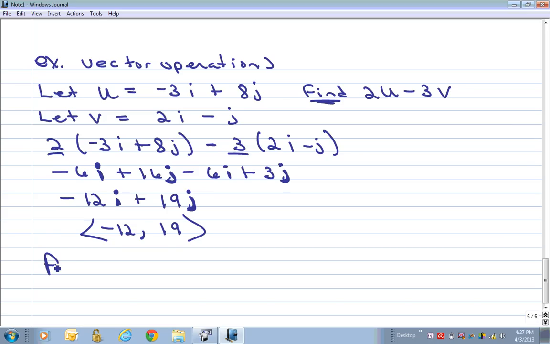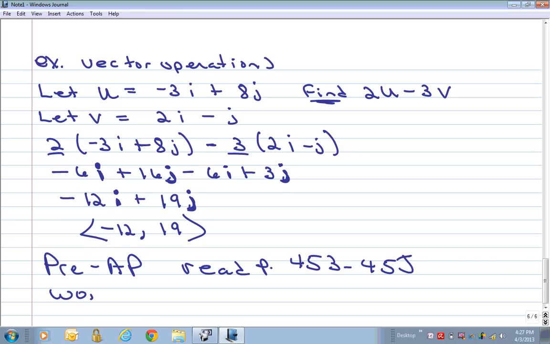If you are pre-AP, if you are not, Bearcats, you can just ignore this second part. I need you to read page 453 to 455. I need you to work through in your notes. I want to see them in your notebook tomorrow. I want you to work through the examples within those pages, number 7 through 10. And I want you to have that in your notes tomorrow. It's very, very important that you work each and every one of those and understand them, and then you'll be able to practice in class what we need to practice.